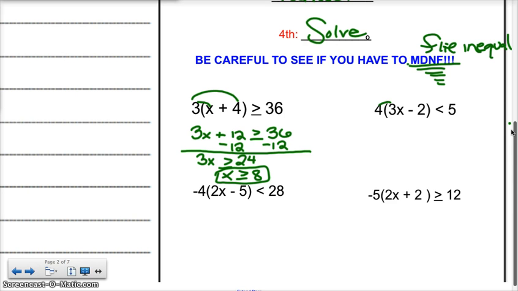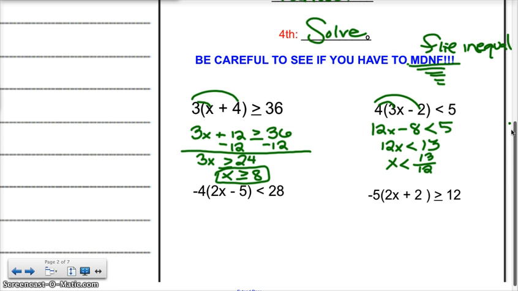Next one, distribute. 4 times 3 is 12x, minus 4 times 2 is 8, is less than 5. Add 8, 12x is less than what? 13. Divide by 12, x is less than 13 over 12. It's a fraction, no biggie.